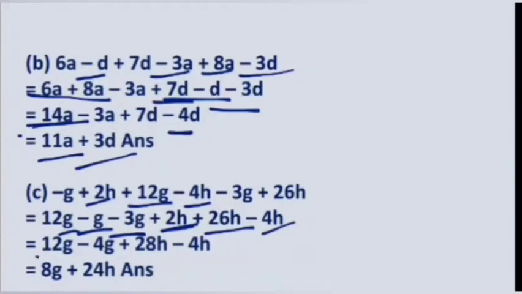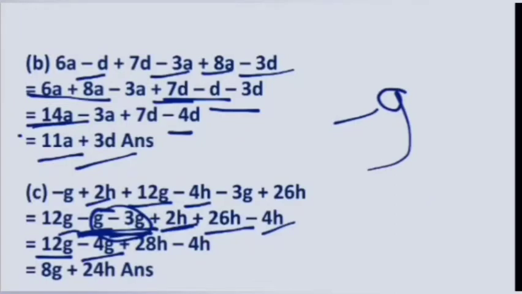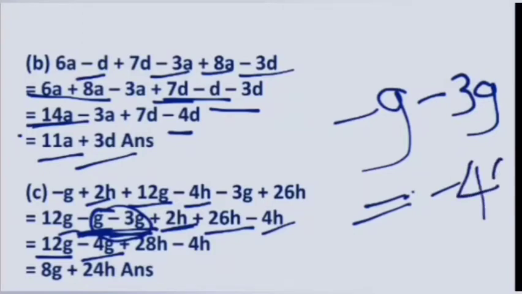So we have 12g there, but minus g minus 3g gives us minus 4g. Now minus g means you are owing. Let me make it a bit simpler. Minus means you are owing, then you're subtracting again 3g. What do you have at the end? Minus minus, like you're borrowing. That's what makes it minus 4g.